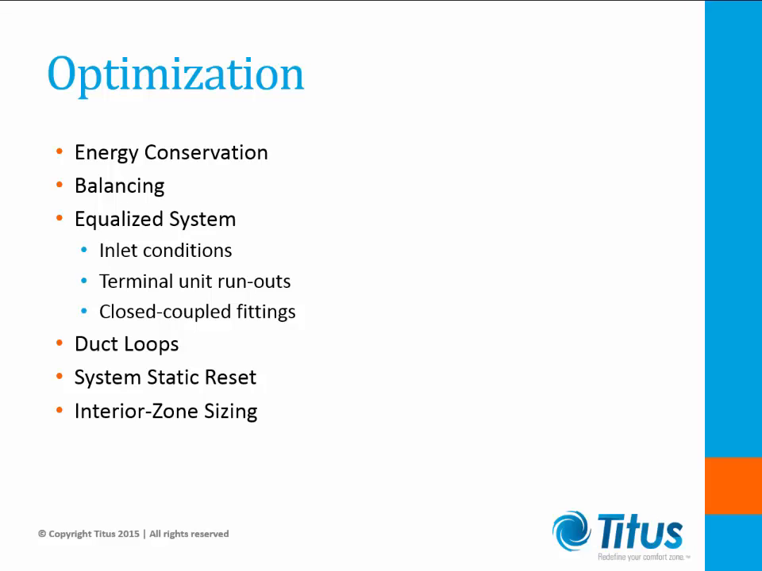Primary system static reset is another great tool for saving energy. This works by polling the different terminal units in a system by the BMS. The BMS will look at each terminal unit on a regular basis and determine which one has the greatest percentage open air valve. This is the box that will be setting the primary air system static. The BMS will decrease the static pressure until that air valve obtains a 95% open position.